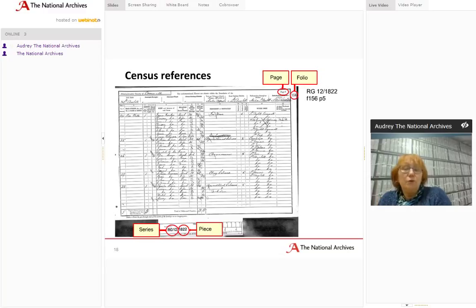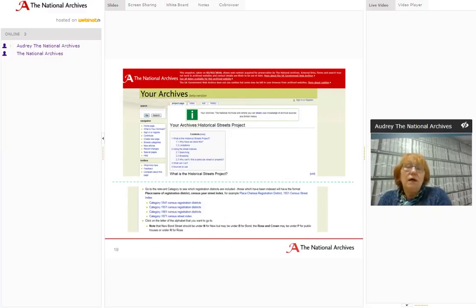And obviously, if you happen to be using the microfilm or the microfiche, which some people may still have in a library or a record office, you will still be able to find it that way.